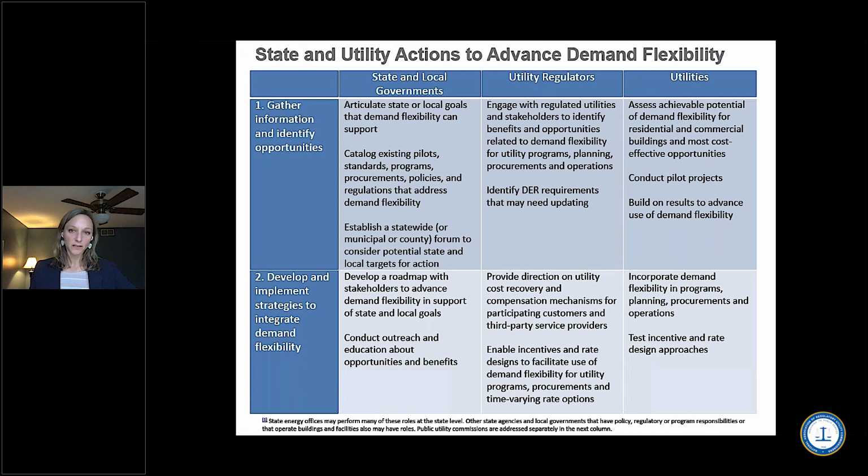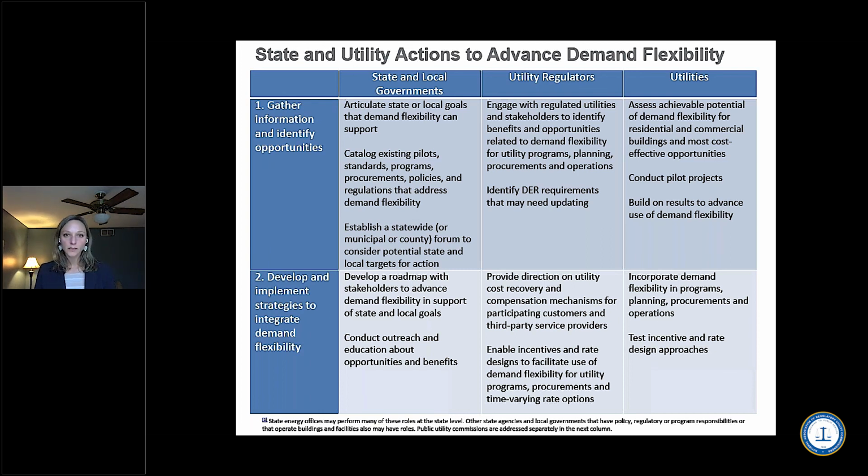And again, in the interest of time, I'm not going to read through all of these cells, but I just wanted to highlight a few of them. So for the first category, gathering information and identifying opportunities, states can identify goals that demand flexibility can support, and regulators can work with stakeholders and utilities to identify opportunities to use demand flexibility and efficiency programs, such as how many of you responded in the poll. And in the second category, utility regulators can enable incentives and rate designs that align customers and grid needs and facilitate the use of demand flexibility. And utilities can test out those rate designs in pilots or other approaches.